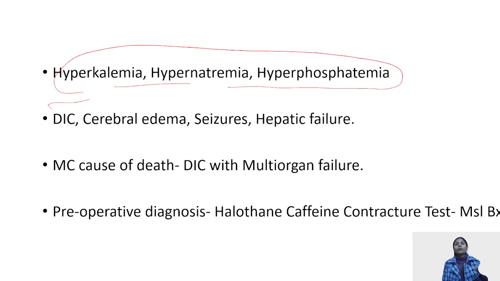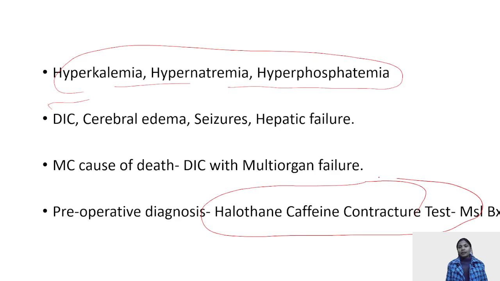Now, how do you make a preoperative diagnosis? First, the history of the patient is very important. If he remembers that a certain thing happened in the family itself, or he could recall something from his own personal experience. The preoperative diagnosis of malignant hyperthermia can be made by using the halothane caffeine contracture test. Just remember that this is a muscle biopsy which has to be carried out, and this is the halothane caffeine contracture test.